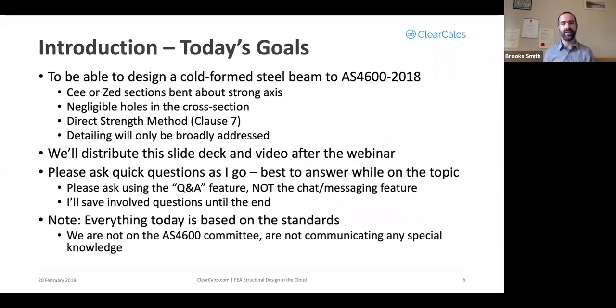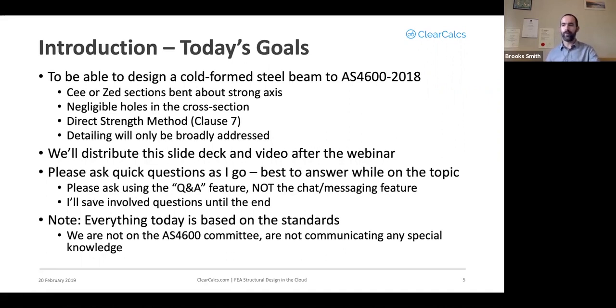But back to the main topic here. Today's goals, I want you to be able to walk away from this webinar being able to design a cold form steel beam to AS4600-2018. In order to fit this webinar within about an hour or so time frame, I'm going to make some assumptions along the way. The first is that I'm only going to be talking about C or Z sections bent about their strong or major axis.